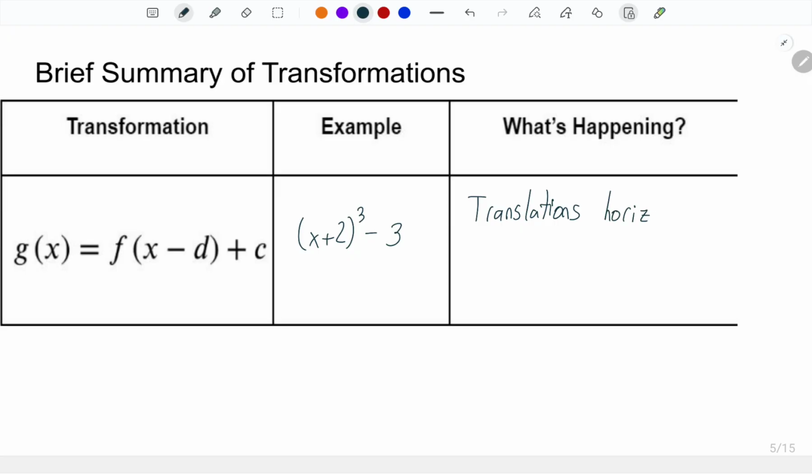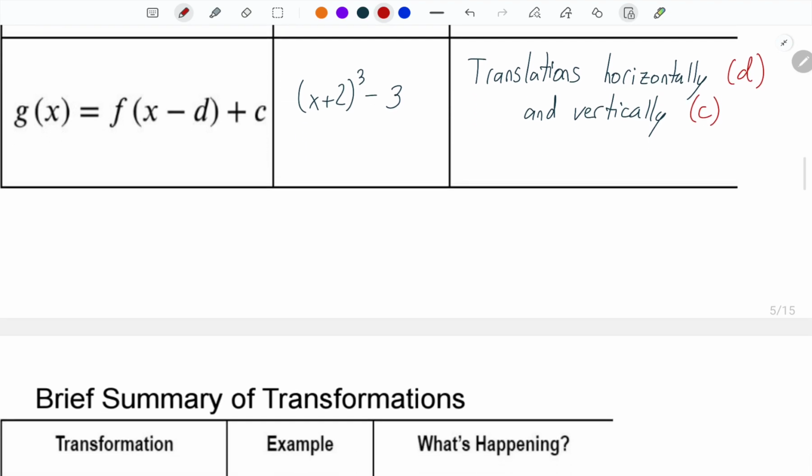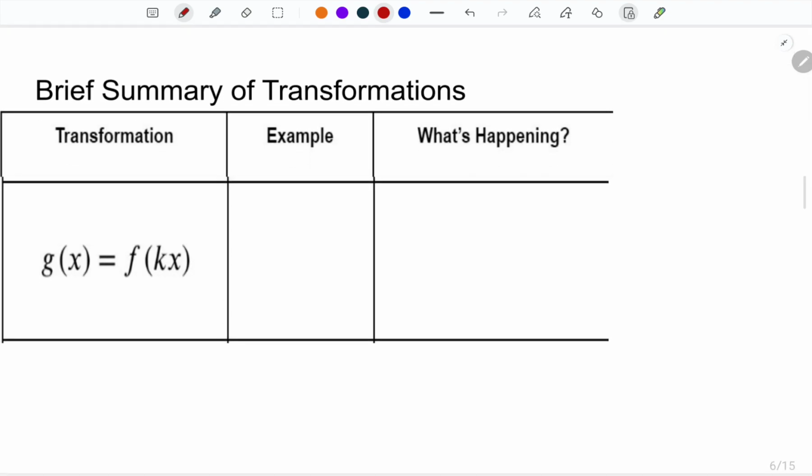horizontally, which is the d value. So I'll just write that in to the side there. And vertically, which is the c value. Yeah. So we have that. The next thing is we have stretches.